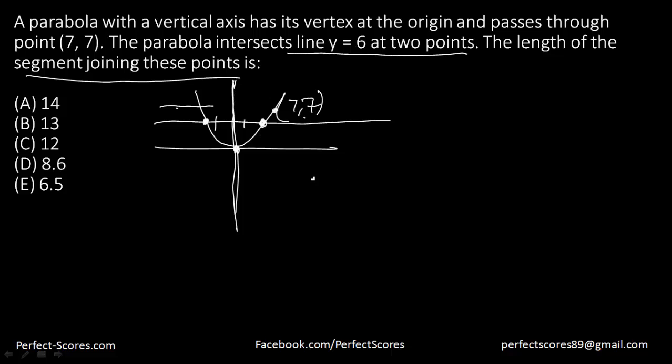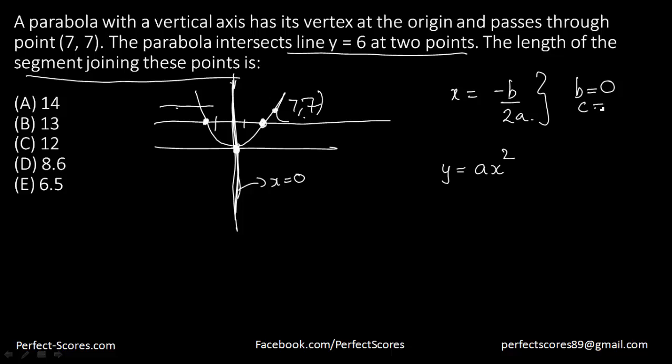Now, first of all, the line of symmetry is actually equal to minus b over 2a. And here the line of symmetry is x is equal to 0, because this is the y-axis and the vertex lies on the origin. That means that the value of b is going to be 0. And if the vertex is on the origin, the function is going to be simply ax squared. Even c is going to be 0.